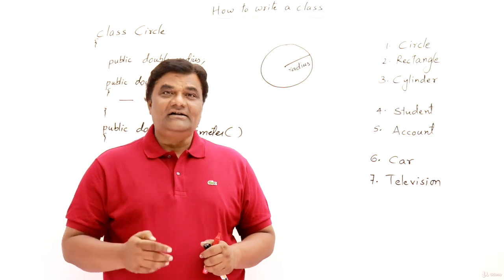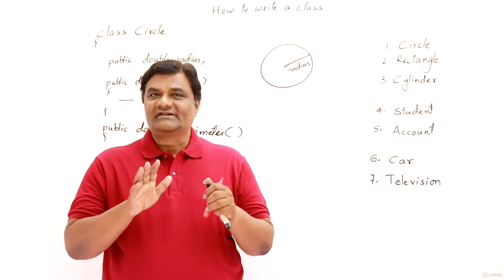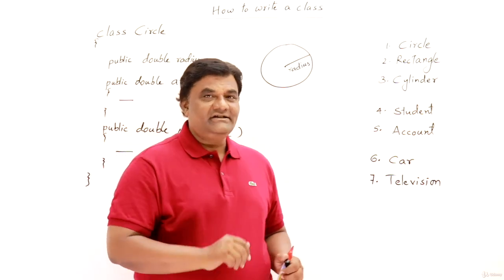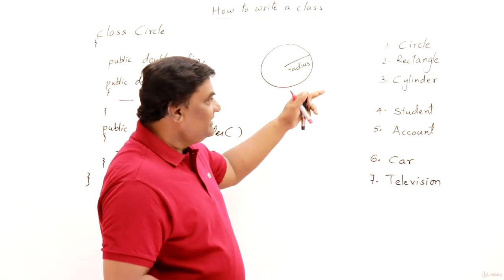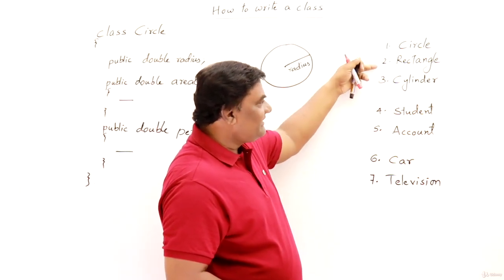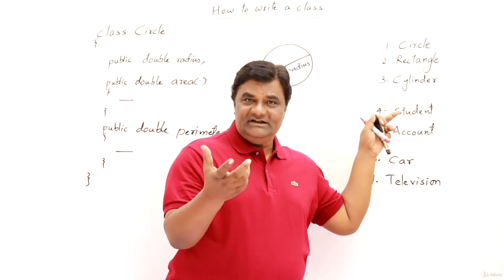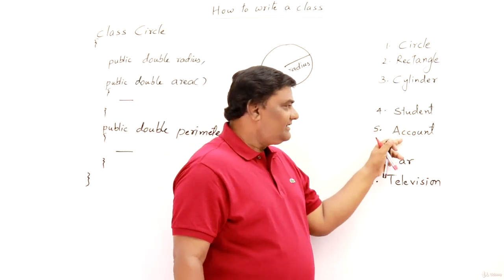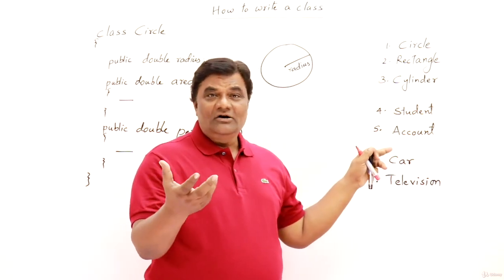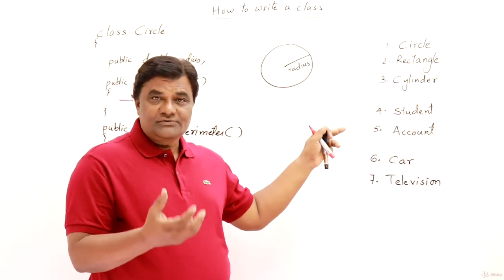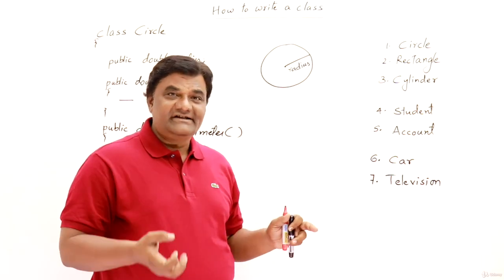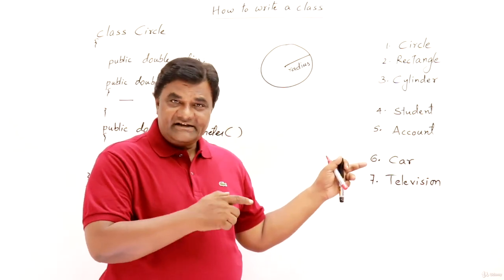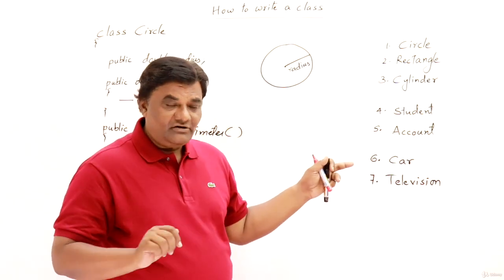For practicing, I have some examples here. I'll just be writing the properties and methods for the objects. So let us take the example. I'll be discussing objects like circle, rectangle and cylinder. These come from mathematics, so these are mathematical objects. And student and account are data objects, like a student of a college, where the college maintains data, and an account of a bank. So it maintains data. These are data related objects, information related objects.